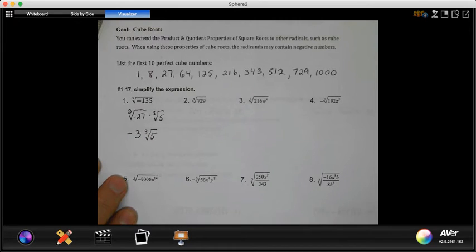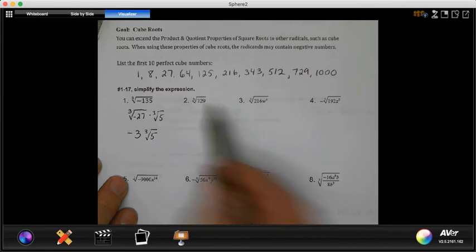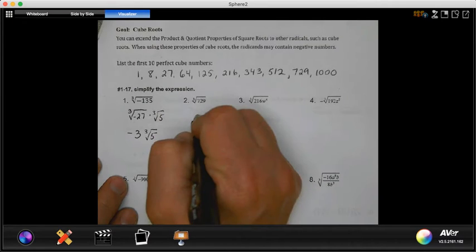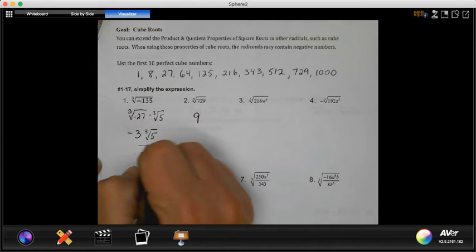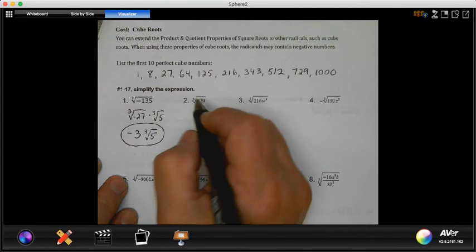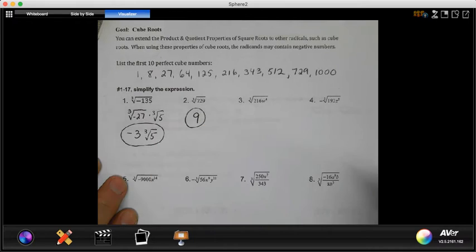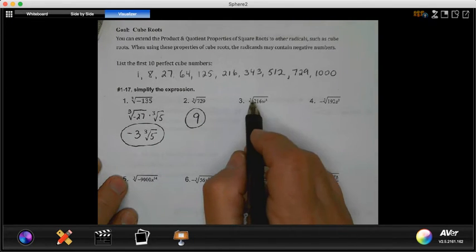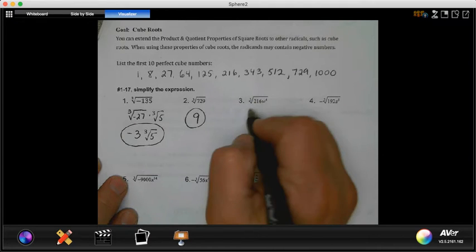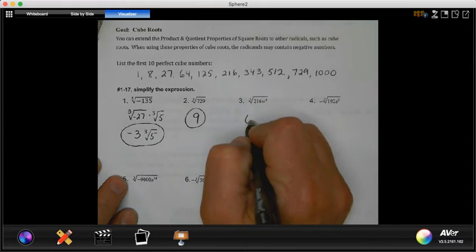So it's the same as square roots. You just have a little 3, and you're dealing with perfect cubes, not perfect squares. Okay? 729 is a perfect cube. The cube root of 729 is 9. I'll circle my answers for you guys so you can see them. 216 is up there. The cube root of 216 is 6.